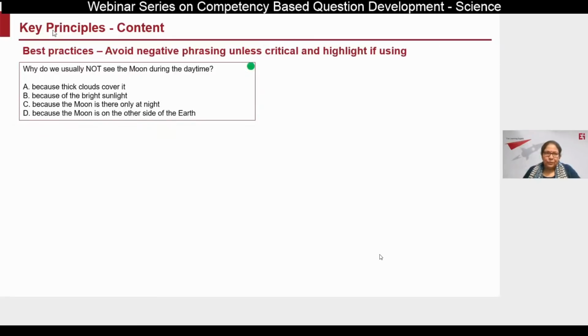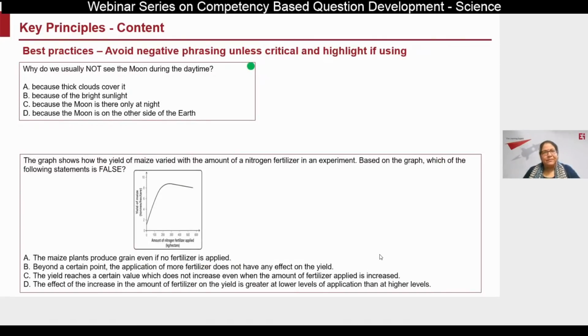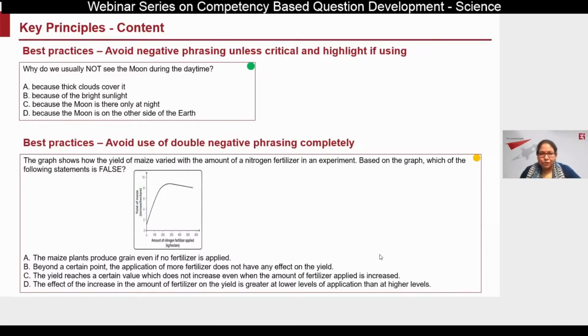Typically, I think second suggestion, I'm going to again go through this quickly because most of us have heard about this and know this very well, is to avoid negative phrasing in our questions. And double negative, definitely please do not use. The bottom question, the lower question, if you focus on option C, that itself explains why such questions should be avoided. The yield reaches a certain value which does not increase even when the amount of fertilizer applied is increased, right? That's a very complex statement.